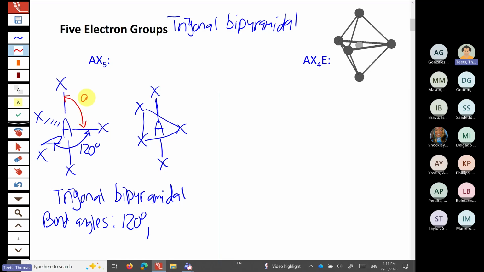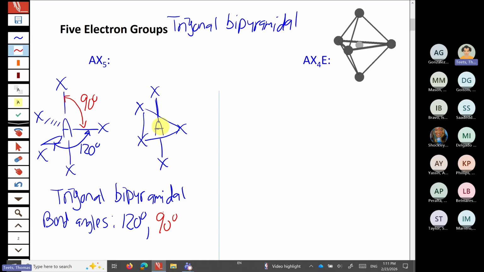And those would be exactly 90 degrees. So this is the only electron group arrangement where we have 2 different bond angles to consider and to remember. Okay, so it's 120 degrees from the 3 that are in the triangle, 90 degrees for the bond angles between those and anything that's in the top or bottom position. Okay, so that's called trigonal bipyramidal.